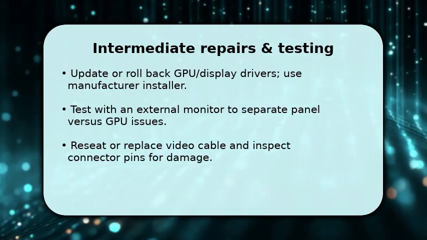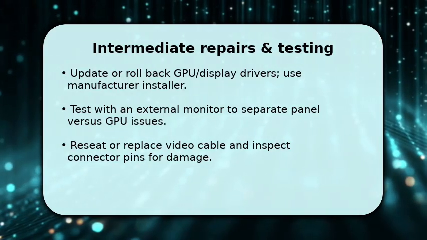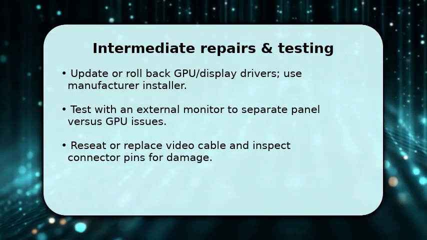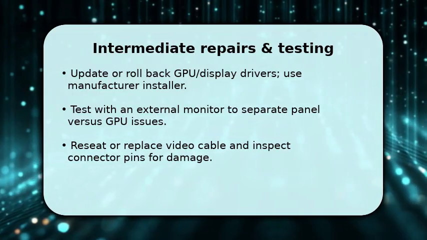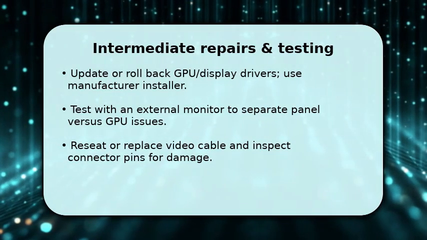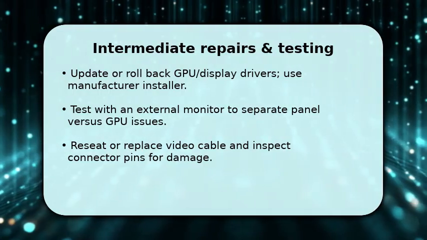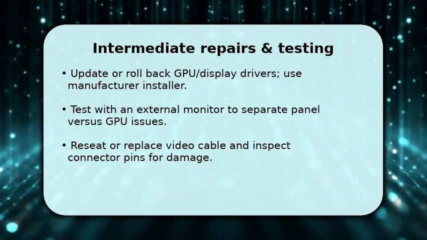Next, shut down, unplug, and reseat the video cable or replace it. Bent pins or loose connectors can stop the screen intermittently, so visually inspect connectors while you're at it. Finish by isolating and replacing the failed component in sequence.